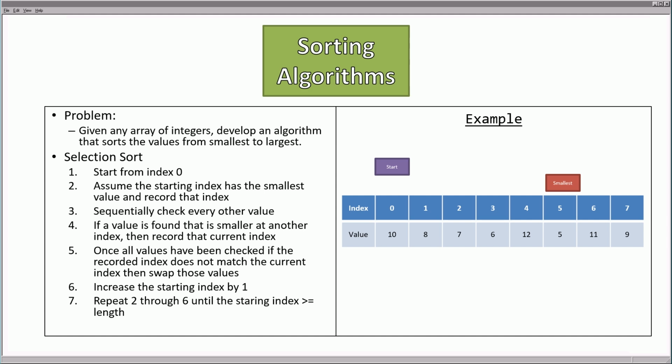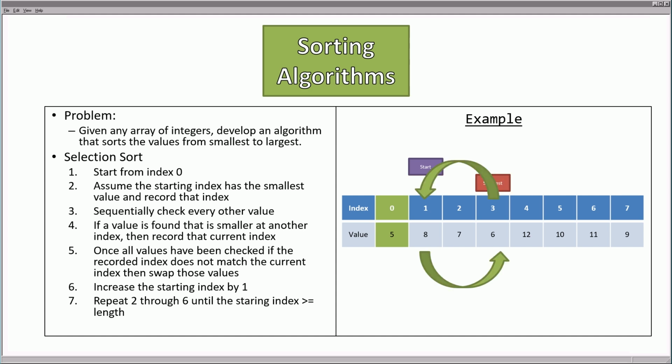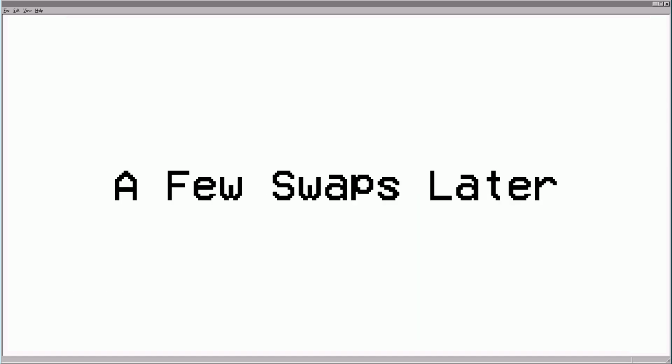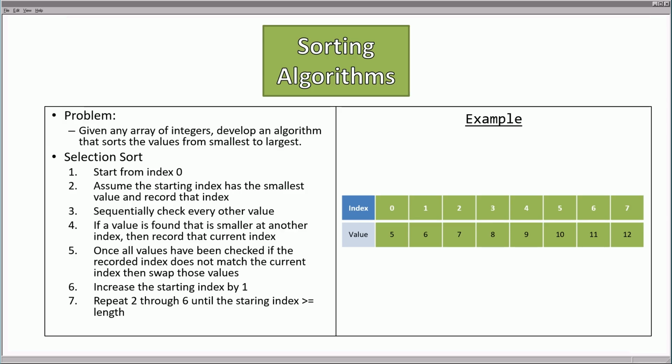Now notice, the start value and the smallest value are at two different indices. Whenever this happens, we just simply swap those values, and then we move on to the next index. We know after this first run that we have the smallest value in the first index. And now starting here, we're looking for the next smallest value. Scanning through this, we're eventually going to discover that 6 is the next smallest value. So then we swap those two and move to the next one. Now we keep doing this until the array is fully sorted.